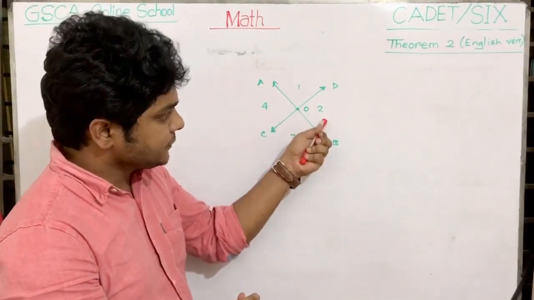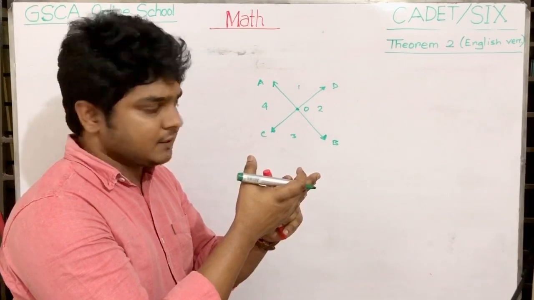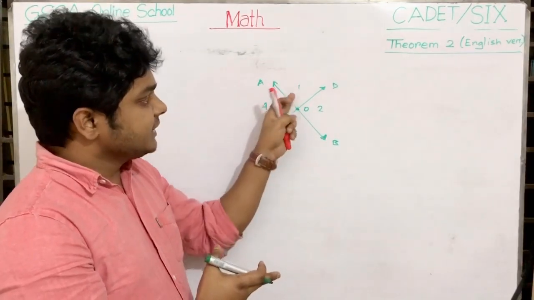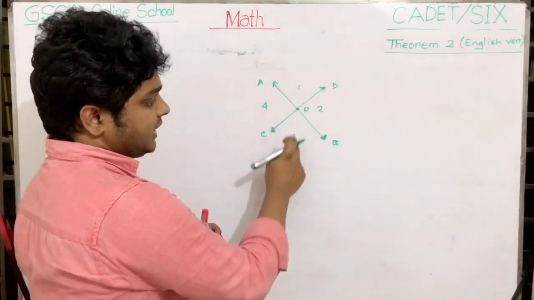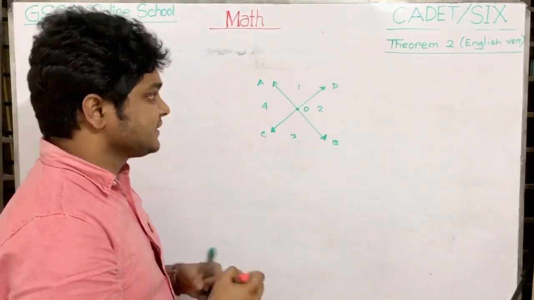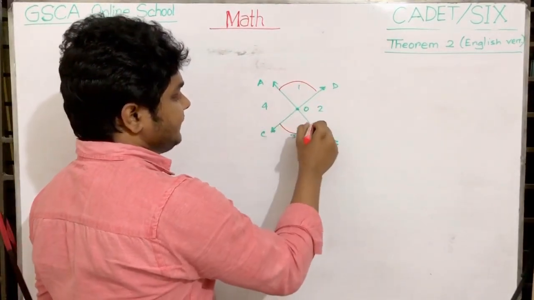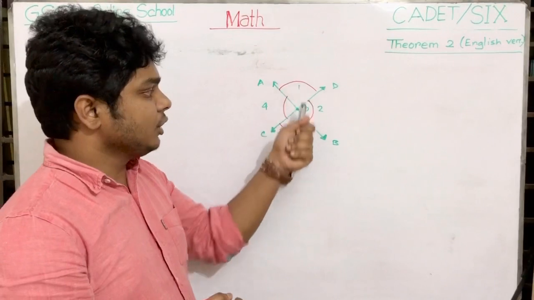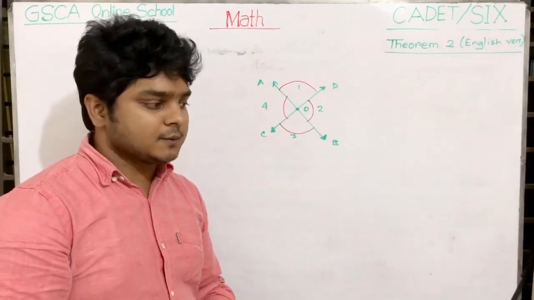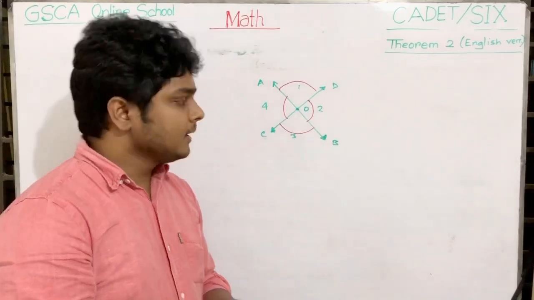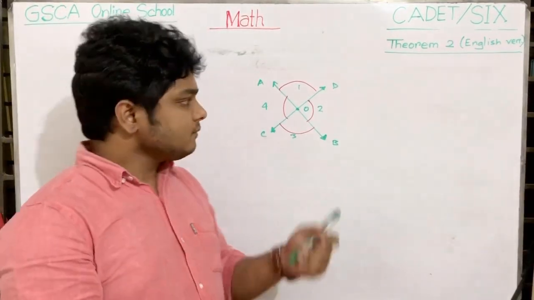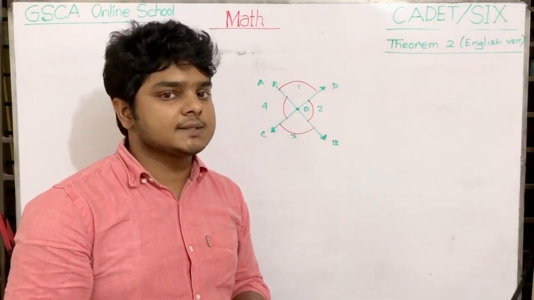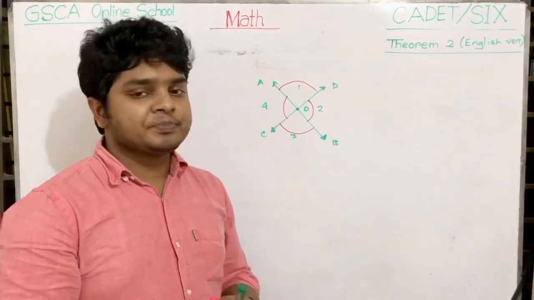Now you can see 1 and 2. These two are adjacent because they are lying next to each other. 1 and 4 are also adjacent because they are lying next to each other. But 1 and 3 are not adjacent angles. So 1 and 3, and 2 and 4, these two pairs are called vertically opposite angles. So what is the definition of vertically opposite angles? When two lines intersect each other at a point, the produced non-adjacent angles are called vertically opposite to each other.